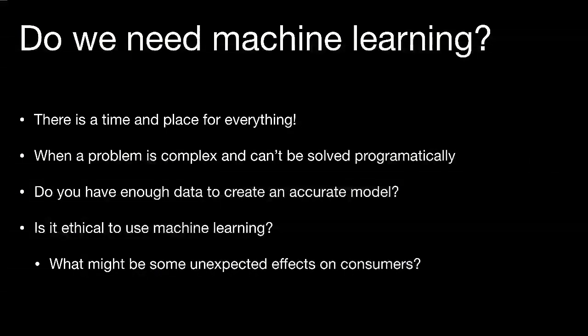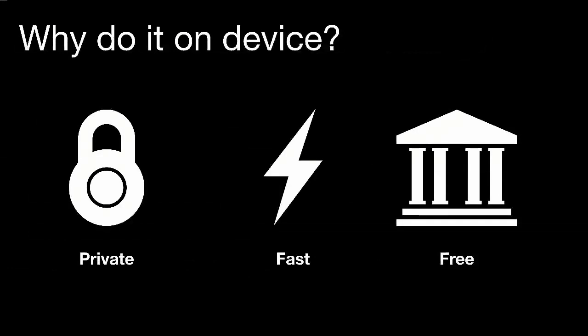So if we do decide that machine learning is the right approach, and we are going to take a machine learning approach to our application, one great way to do this is on device. You might be asking, what does this mean? This means that running inference and generating predictions all happens on the user's device.